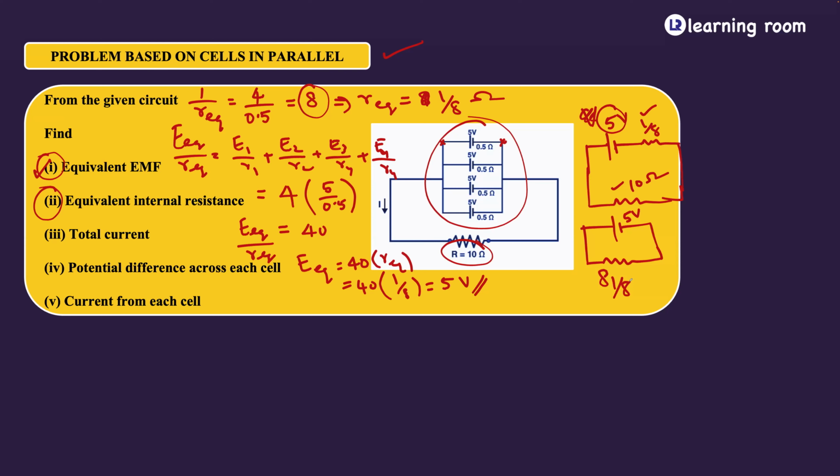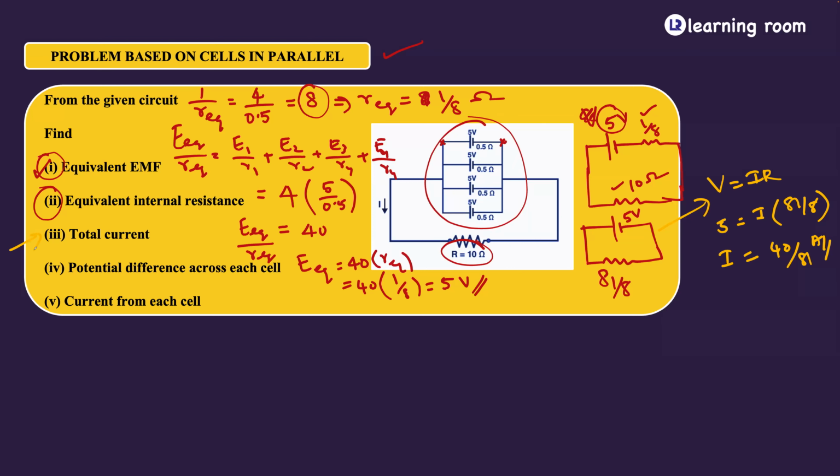Right. So now you apply V is equal to IR. For this part, V is how much? 5 is equal to I into R, which is 81 by 8. So I will be equal to 40 divided by 81 ampere. This is the total current supplied by the battery.